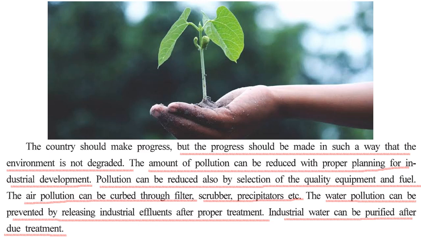Water pollution can be prevented by releasing industrial effluents after proper treatment. Actually, by law, the industries are supposed to clean their water before emitting it into the environment, which actually no one does. But if laws are made stricter and enforced with power, then maybe we can reduce the environmental pollution. Industrial water can be purified after due treatment.